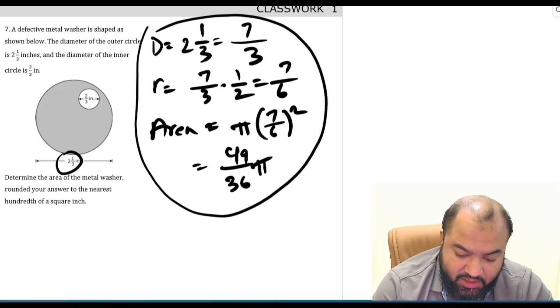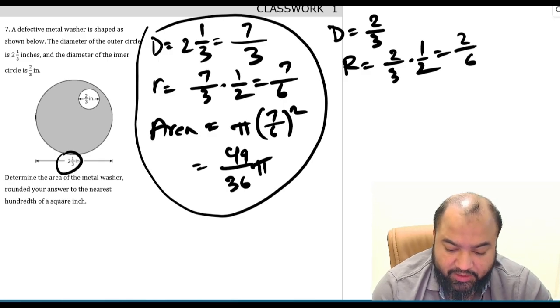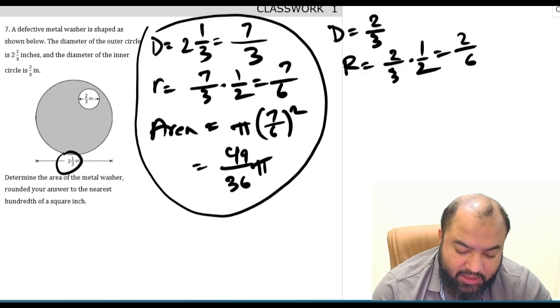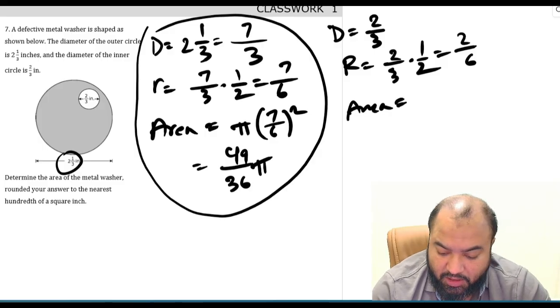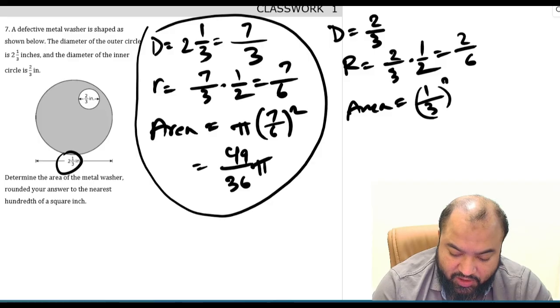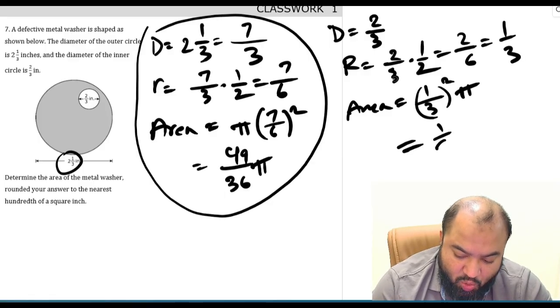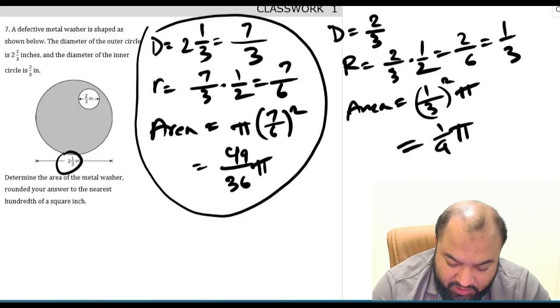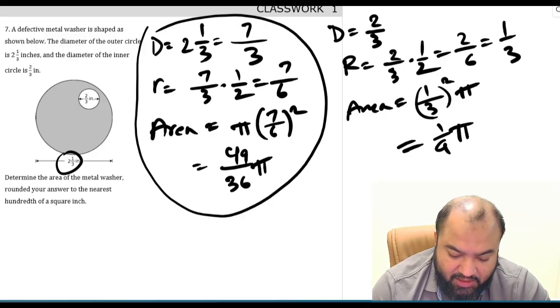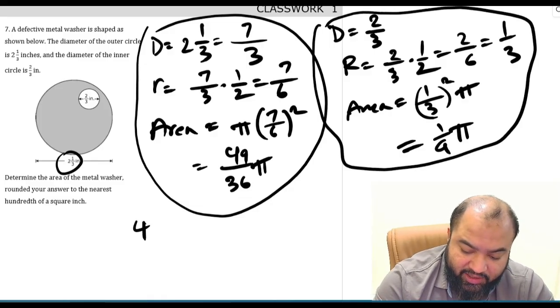So now the smaller one, diameter is 2/3, radius is 2/3 times half, so that's 2/6, right? So now area would be 2/6 means 1/3. So 1/3 squared and the pi, right? So that's 1/9 pi. Well, we could simplify that, could we? By 7, but no, I couldn't. So let's subtract. So this is the smaller circle area.